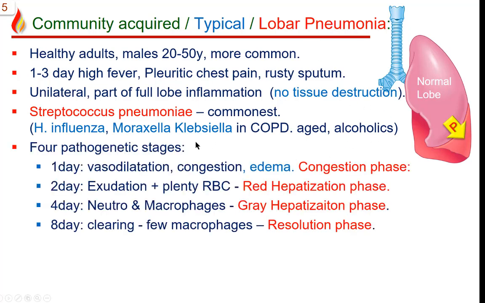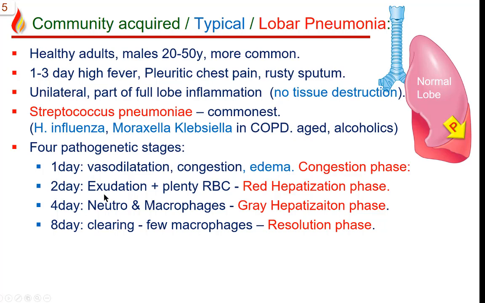Lobar pneumonia has a classic 4 pathogenetic stages. Remember, all the stages of inflammation occur all over the lobe. So first day of vasodilatation, congestion, and edema fluid filling the alveoli, known as congestion phase.